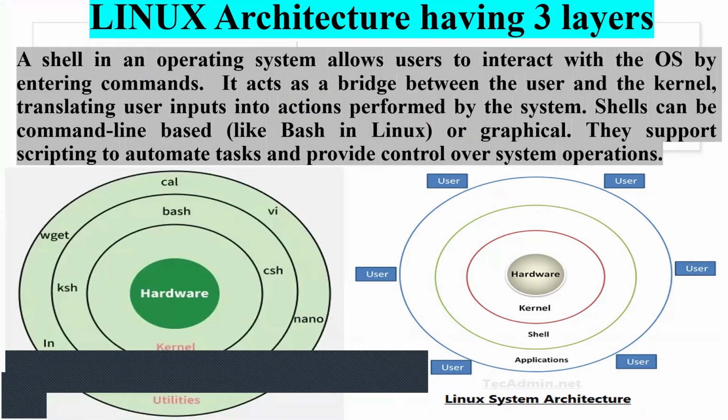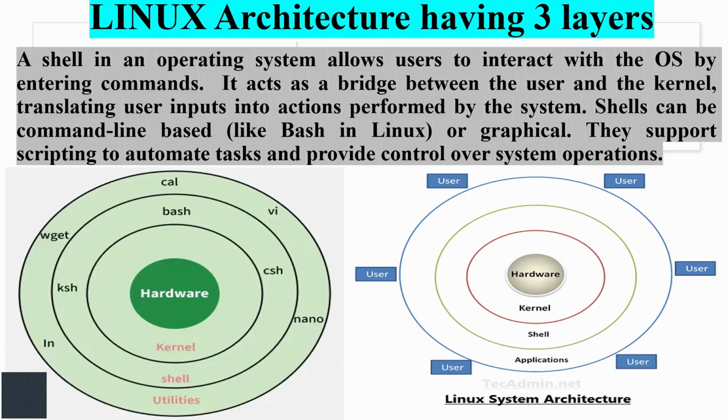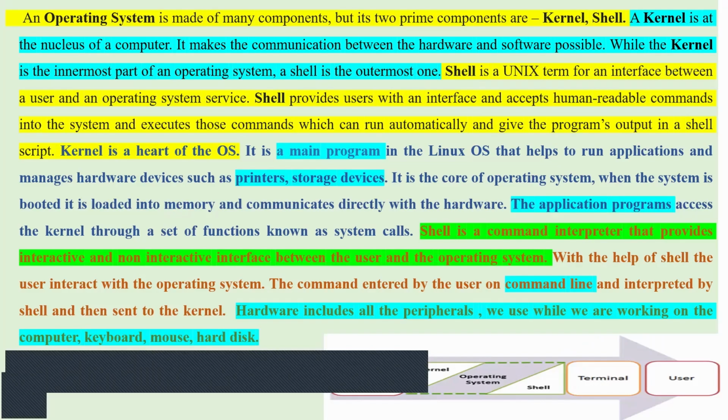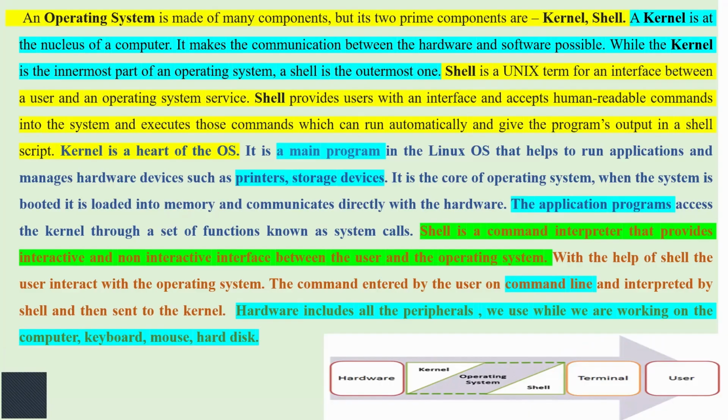So the shell is a command interpreter that provides an interactive and non-interactive interface between the user and the operating system. With the help of the shell, the user interacts with the operating system. The command entered by the user on the command line is interpreted by the shell and then sent to the kernel. Hardware includes all the peripherals, like printer, keyboard, mouse, everything we use on the computer.